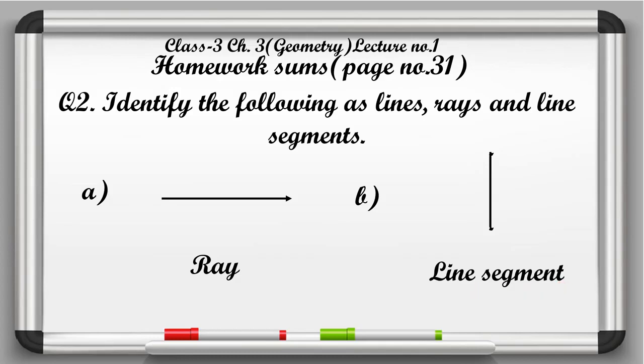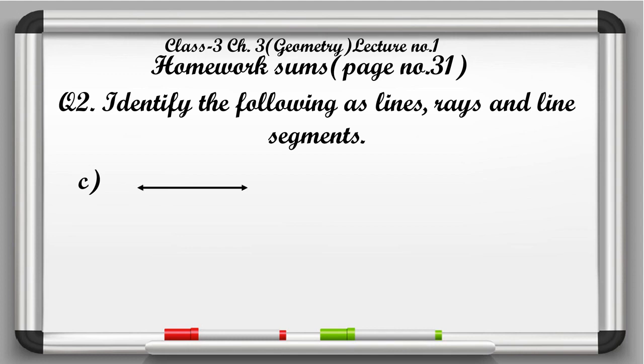Okay, now in C part, it is given this figure and in this you can see we have arrows on both sides. Okay, so it means we have no fixed length. So this is a line. So here we will write line, L-I-N-E, line. Now in D part, again we are given this line and in this line also you can see we have arrows on both sides. We have no fixed length. So this is also a line, L-I-N-E, line.